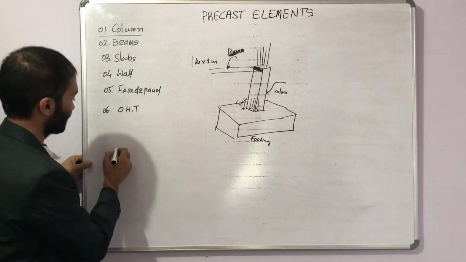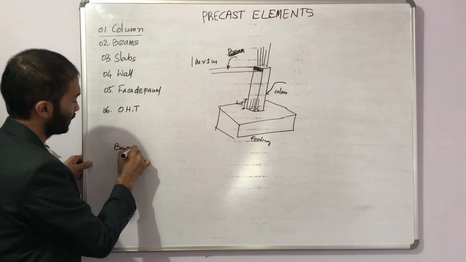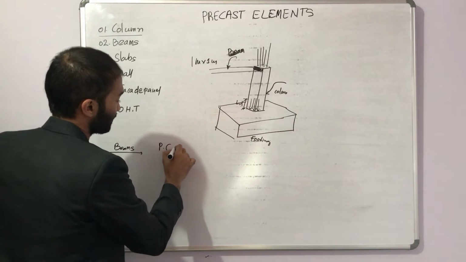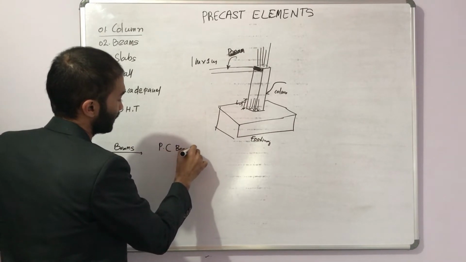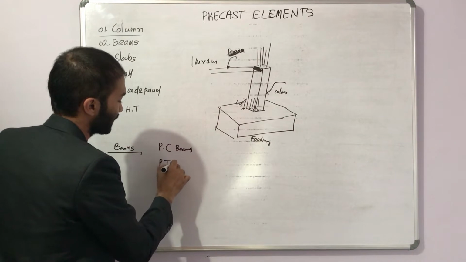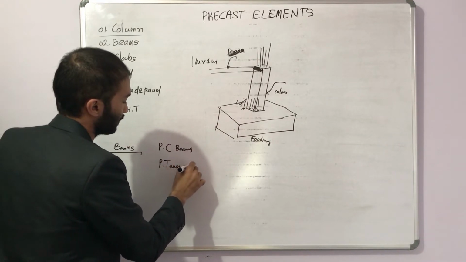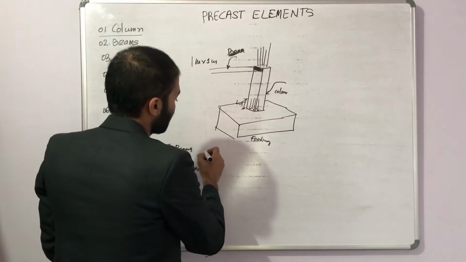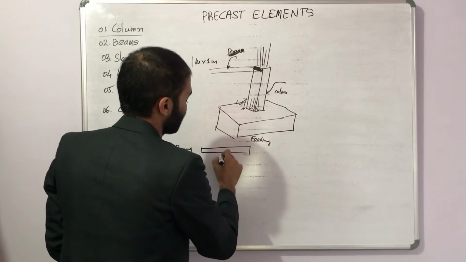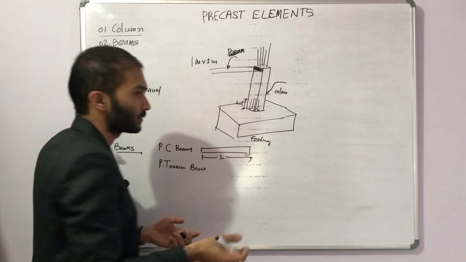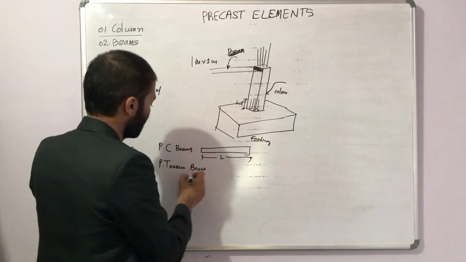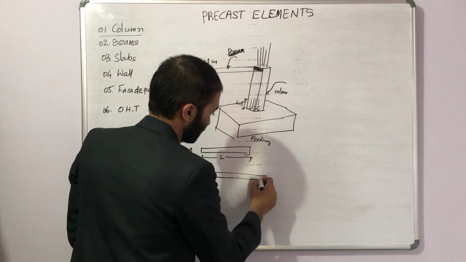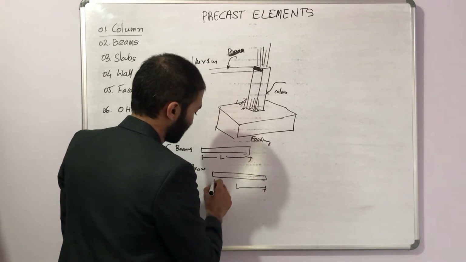In the beam section, you will find two types of beams: one is precast beams and another is pre-tension beams. The precast beam is as usual: we cast some span, of length L, and directly erect it at the site. In the pre-tension beam, we have, for example, an L span.